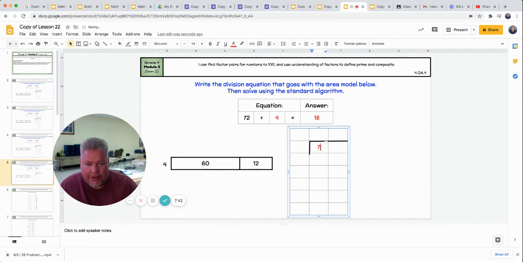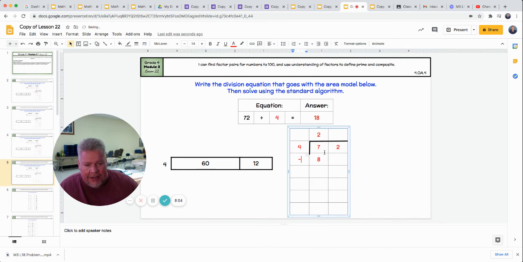Let's go ahead and put it over here in the standard algorithm. I think it'll be easier over here. So 4. Okay. 72 divided by 4. How many 4s are in 7? I'm going to mess up on purpose right now just to show you something that you might accidentally do. I'm going to say 2. 2 times 4 is 8.